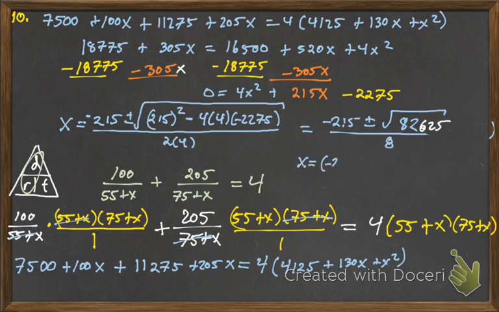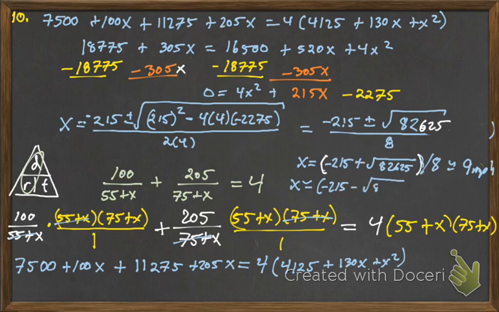So in your calculator, x equals negative 215 plus the square root of 82,625, divided by 8. You'll need the parentheses here and here. That's going to give us approximately 9 miles per hour. If we do the other one, negative 215 minus the square root of 82,625, divided by 8, that's going to be approximately negative 62.